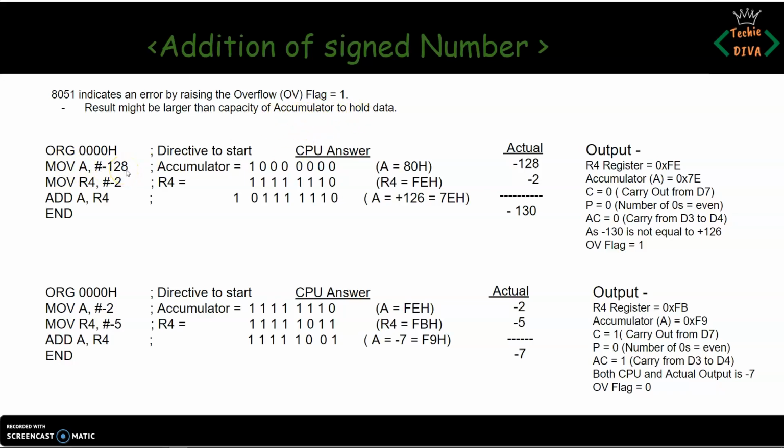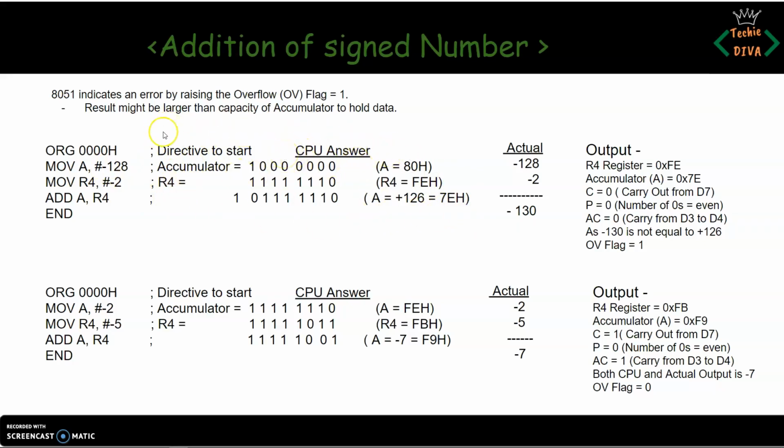So suppose we have a number minus 128 in accumulator and minus 2 in register R4, we would add both of them. So let's write minus 128 in binary form. You could check out how to find binary for negative numbers. Minus 2 is written in such a way. When we convert it to hex, we would get 80H, and in R4 we have FEH. And if we sum both of them up, we would have the result 17EH, which could be written as 7EH in hex. So this is what the CPU calculated.